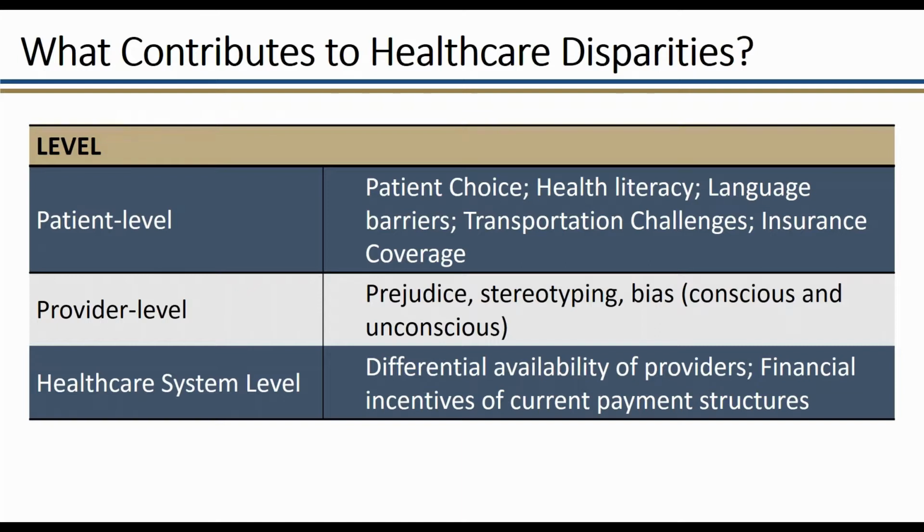There's provider level things that can contribute to healthcare disparities. That's basically things like prejudice and stereotyping and bias, even if it's unconscious. And then finally, at the healthcare system level, healthcare disparities might be the cause of differential availability of providers, that providers like to practice in certain areas more so than others, and that can contribute to disparities if there's not availability of providers. And then there's financial incentives for current payment structures. So if certain insurances pay better, providers might tend to try to attract those types of patients at the expense of not delivering care to other types of patients that might not have as good a coverage.